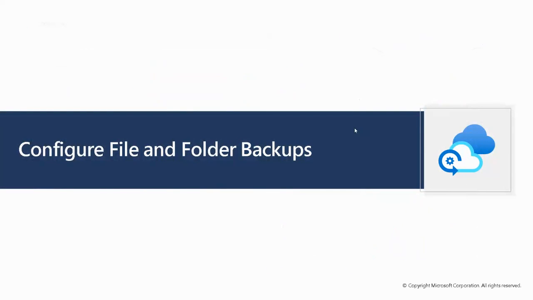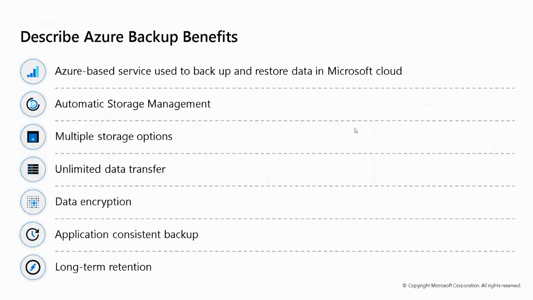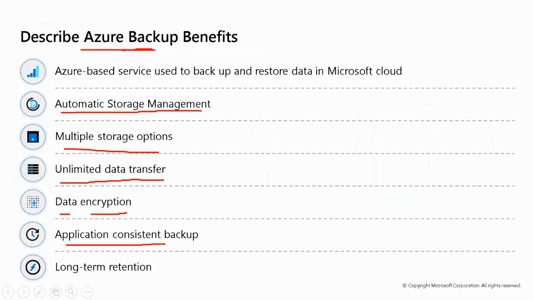So you can configure files and folders for the backups, okay? The Azure-based service used to back up and restore data in the Microsoft Cloud is what we call Azure Backup. You can do that storage of the backup in an automatic way. You can choose how often, at which frequency, you want those backups to happen. You can have multiple storage options where you're going to save that. You have unlimited data transfer as well when you back up. The data, as I said, is encrypted. And you have consistent backup in your application. As well, the retention of the data is long term. So it's going to be there.